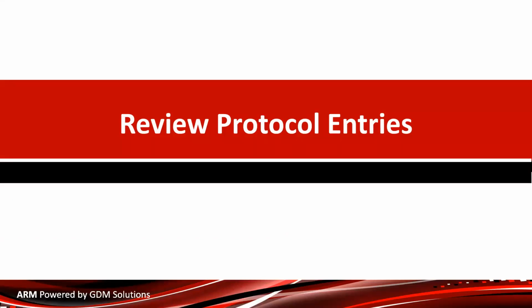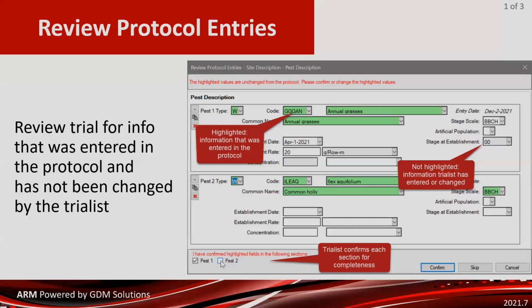So the first real big development that we had added to ARM is a tool called Review Protocol Entries. This tool will allow you to review a trial for information that was originally put into the protocol and hasn't been changed since. So the goal of this is really to highlight and point out what information hasn't changed since it was first put in the protocol. And this would be done as you're validating the trial to make sure that that information is accurate.